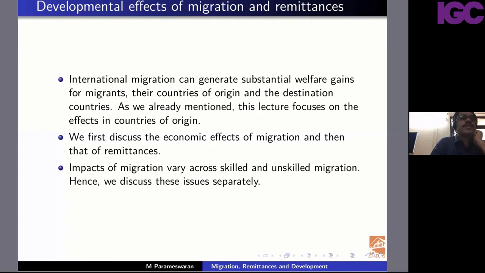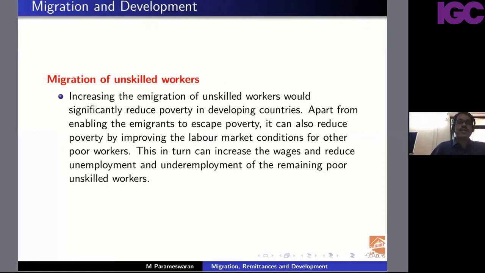Now, coming to the migration of unskilled workers, one important economic impact of unskilled migration is that it will reduce poverty in developing countries, because the migrants themselves can move out of poverty. And the second thing is that it can improve the labor market conditions for the other workers. For example, if a large number of people are moving out, it will reduce the supply, and therefore it is quite possible that it will increase the wage rate as well as reduce the unemployment or underemployment in the countries of origin. This is good for the countries of origin.